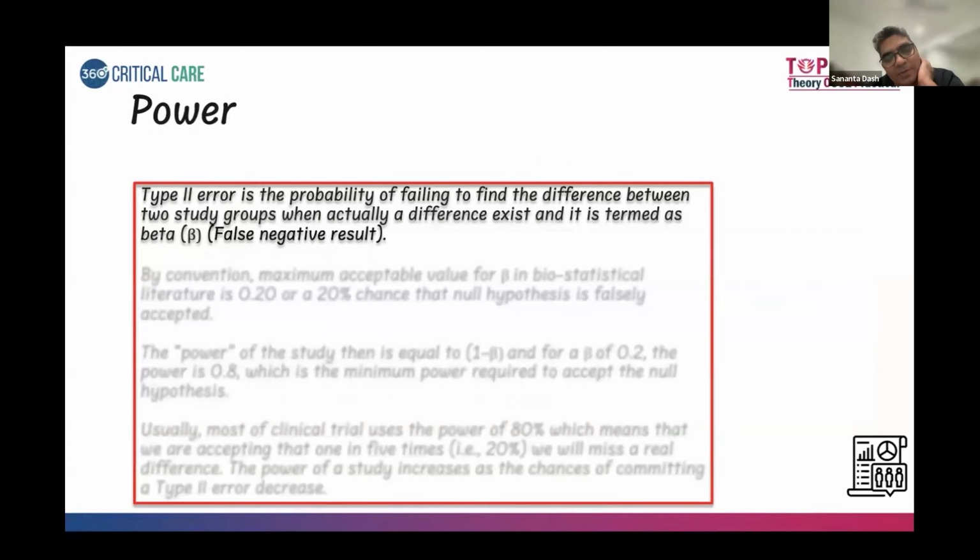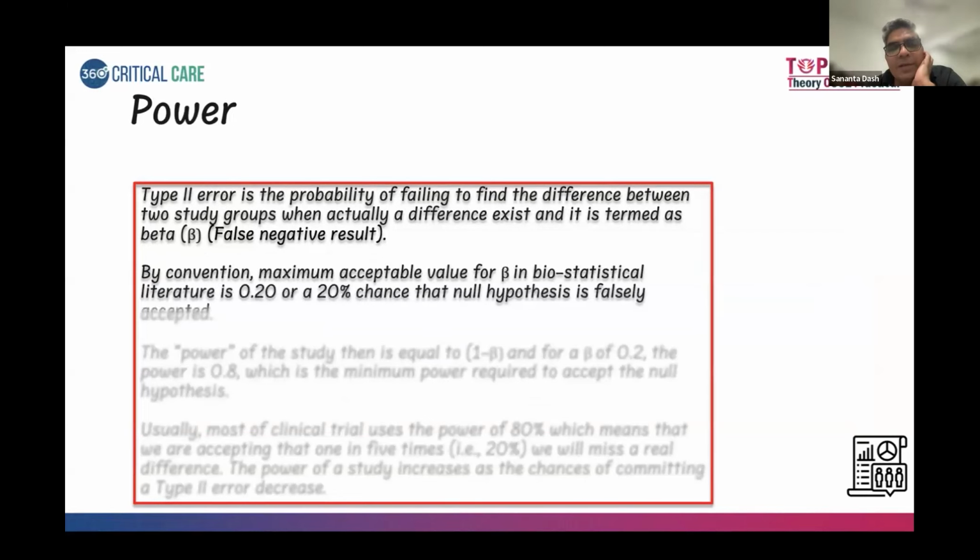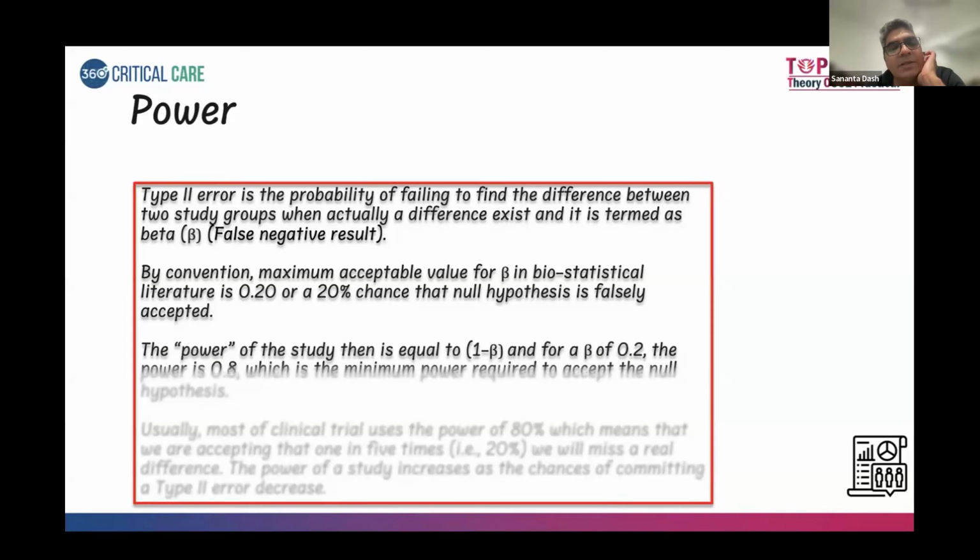Now, second point, we talked about the power of the study. Type 2 error, as Tapas was saying, is the probability of failing to find the difference between two study groups when actually a difference exists, and it is known as the beta error or type 2 error, which represents the false negative result. By convention, the maximum acceptable value of beta in biostatistical literature is 0.2, or a 20% chance that the null hypothesis is falsely accepted. We talked about that in an earlier lecture. The power of the study is then equal to 1 minus beta.